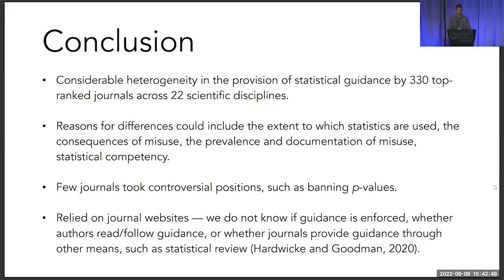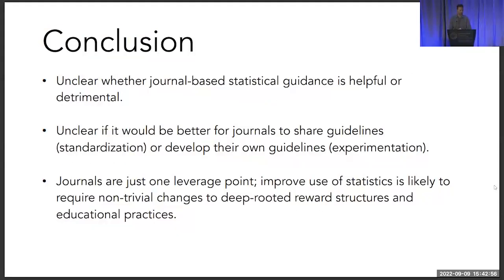So we hope that this mapping of statistical guidance is a useful springboard for additional research in this area. There are lots of interesting open questions to discuss. It's unclear, for example, whether journal-based statistical guidance is helpful or even potentially detrimental, especially in situations where the guidance is controversial. It's unclear if it would be better for journals to share guidance and therefore increase standardization, or whether journals developing their own guidelines is useful. It creates opportunities for experimentation, for example.